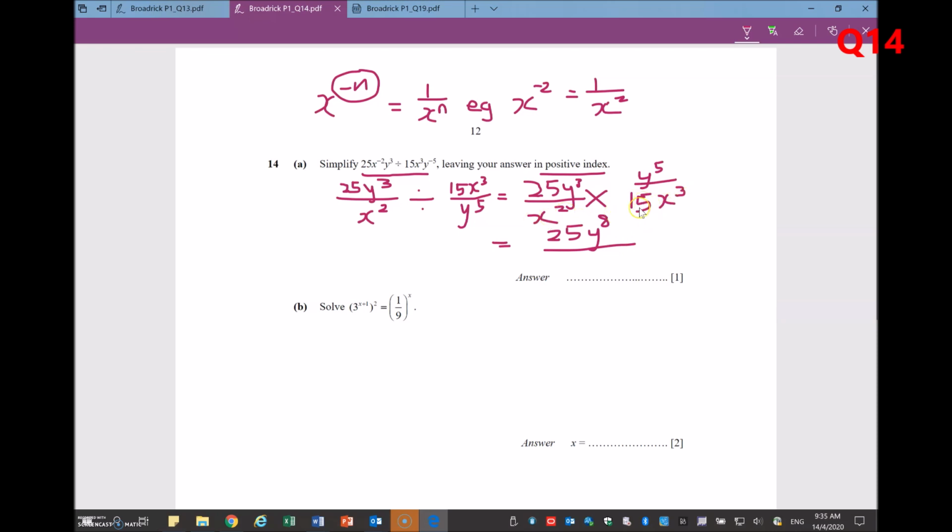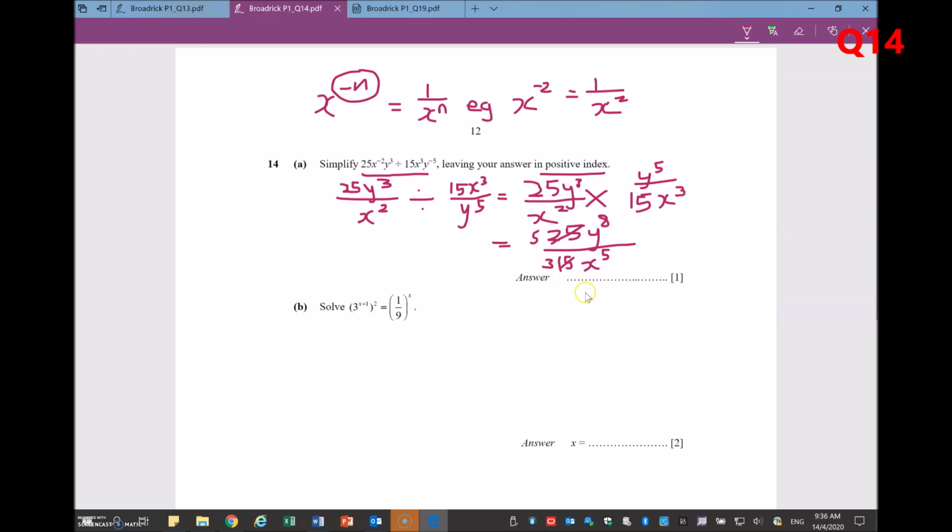So I'll usually write the number in front, so 15 x to the power of 2 times x to the power of 3. Having the same base, I will add up the index. So 2 plus 3, I'll get x to the power of 5. Then I will reduce the numbers to the lowest terms. So this will be divided by 5, giving me 5. And this divided by 5 will give me 3. So I reduce the fraction 25 over 15 to the lowest term, which is 5 over 3.